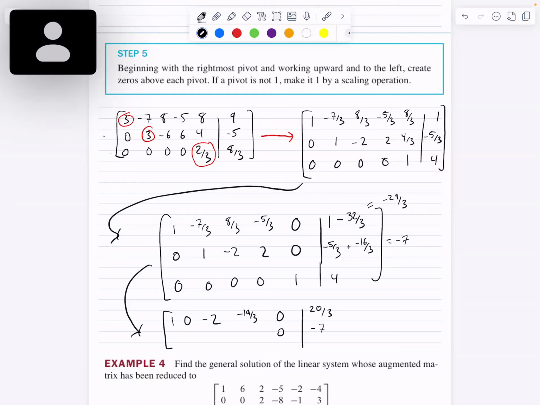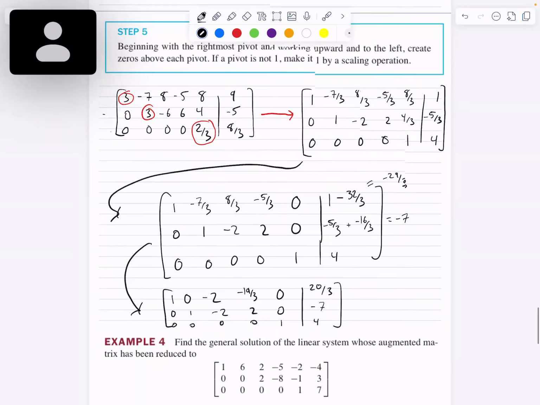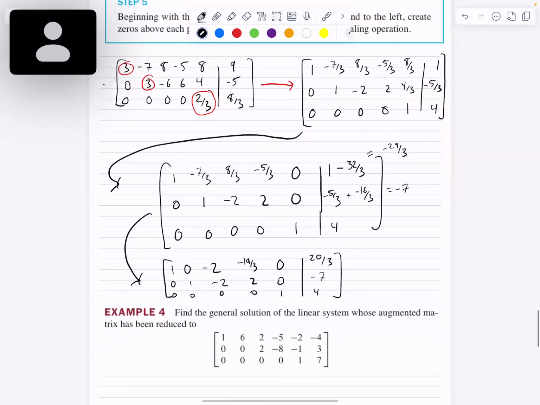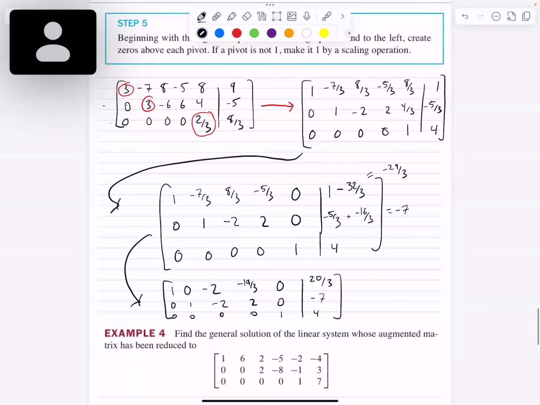This is why computers are way better at this, but everyone has to do it by hand once. But yeah, definitely computers are way, way better for this, and using a calculator definitely helps too. And then like that. So that is the reduced row echelon form for this one. And so from this, we would be able to find the solution pretty easily, I think.